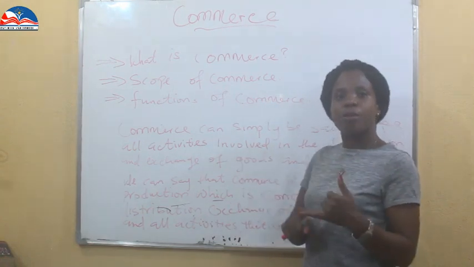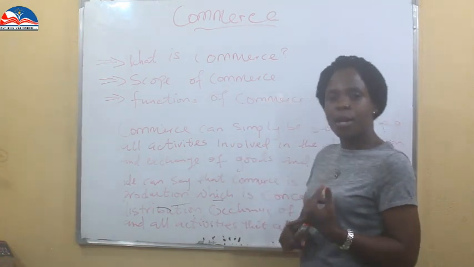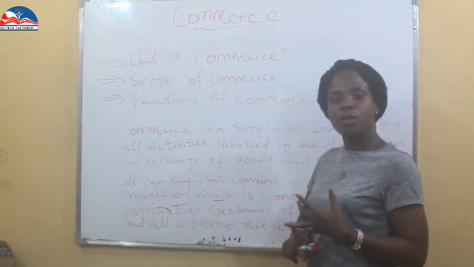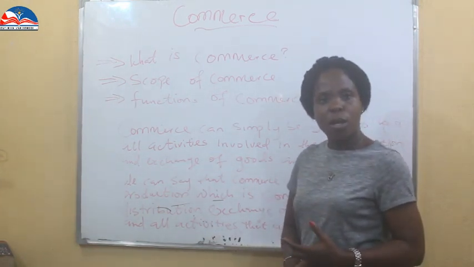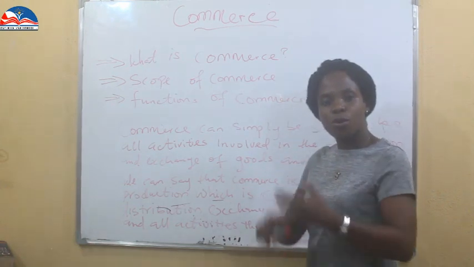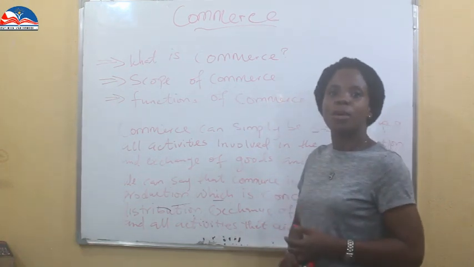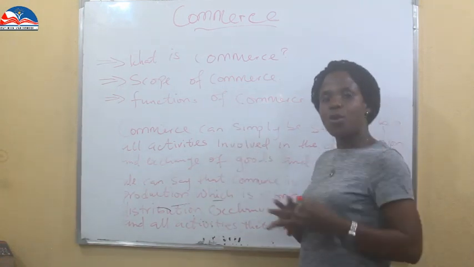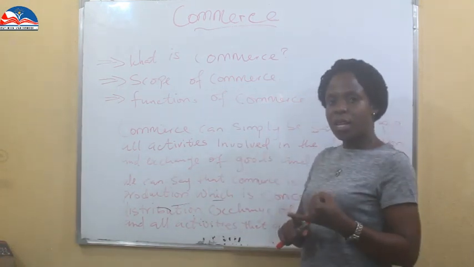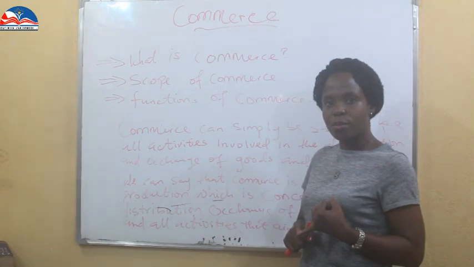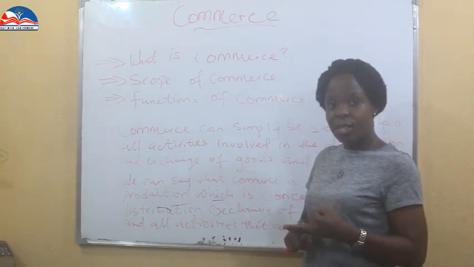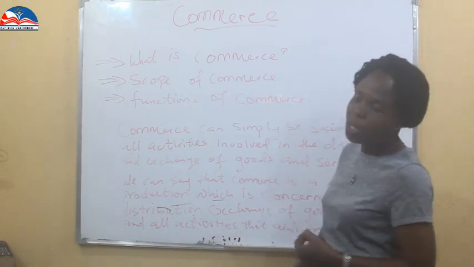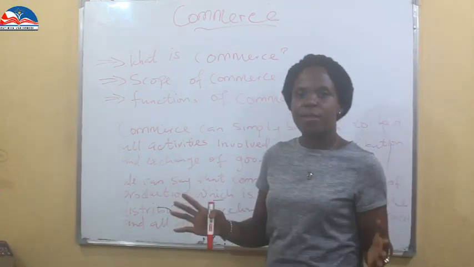It starts from getting the raw materials to the manufacturers, down to production of these goods, ready for consumption for the final consumers. So we can say that it is in 3 aspects we look at it: the production, the exchange, and the services.